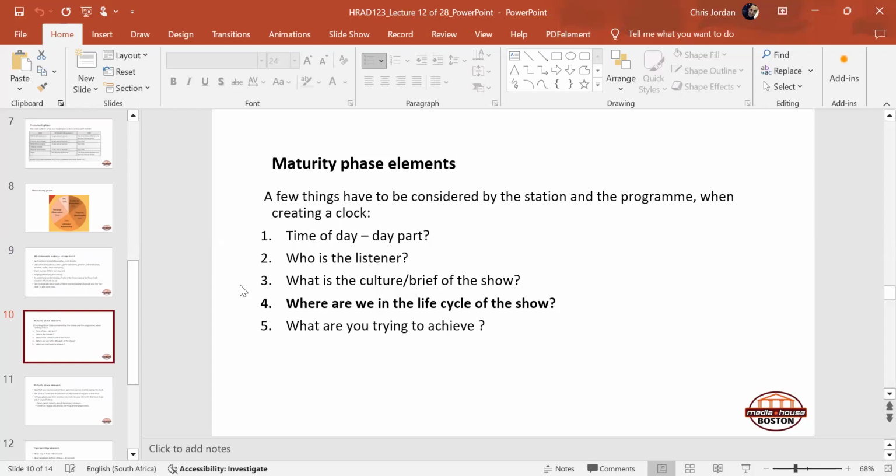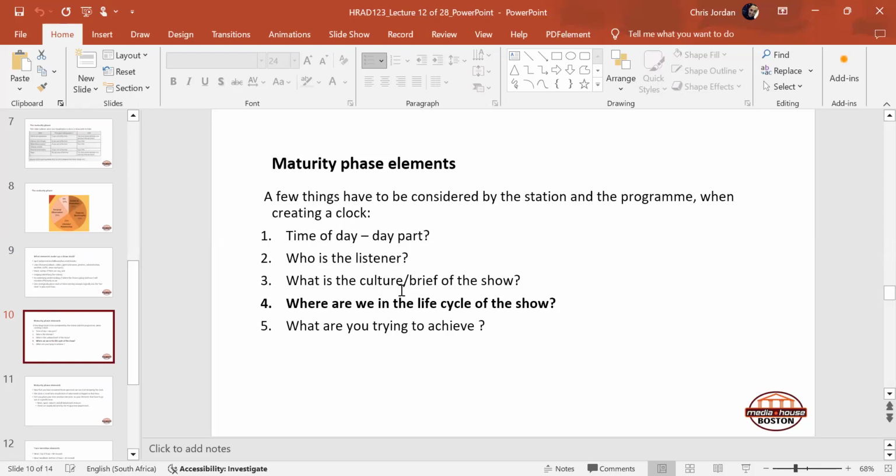We're going to read the room. So, who is the listener at that particular time of day, and also that day in the week? That's very important to decide how we're going to build that particular clock and put it together.